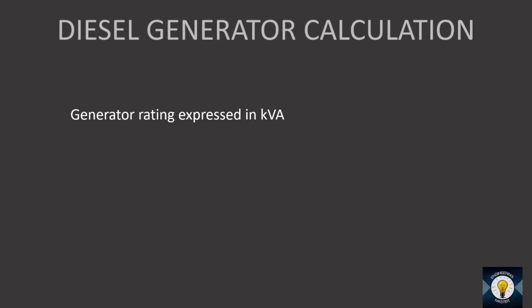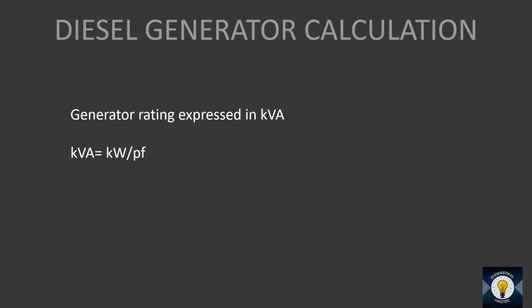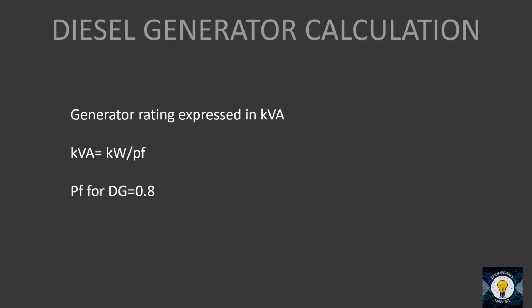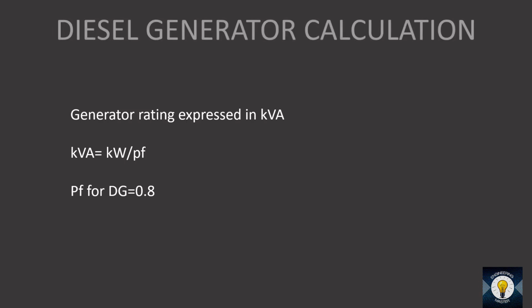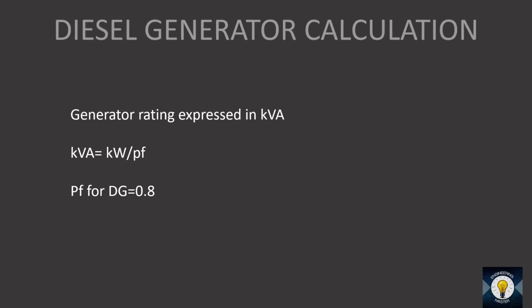The generator rating is expressed in kVA, kilovolt ampere. kVA equals kilowatt divided by power factor. For a diesel generator, the power factor is considered as 0.8. Almost all the manufacturers in the world make the generator with the power factor 0.8. For all DG calculations, please consider power factor as 0.8.